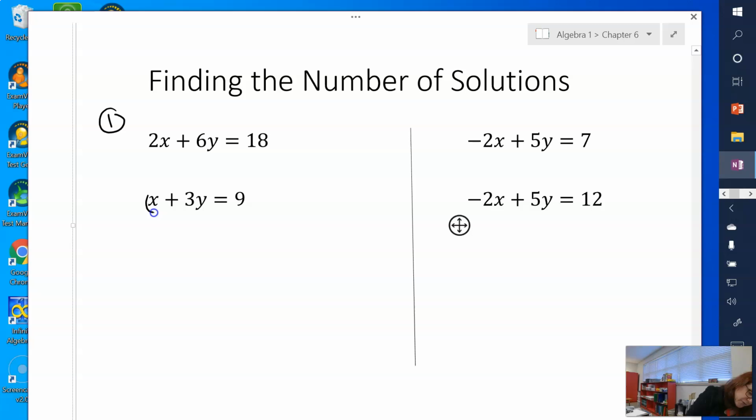So let's multiply both sides by 2, and that's going to give me 2x plus 6y equals 18. Now compare those equations. They're identical. So what happens if I subtract one equation from the other?